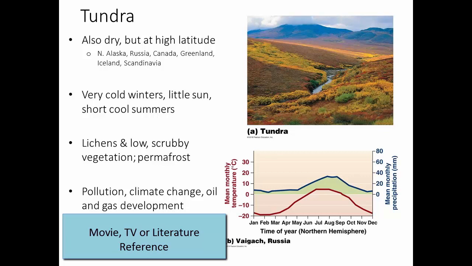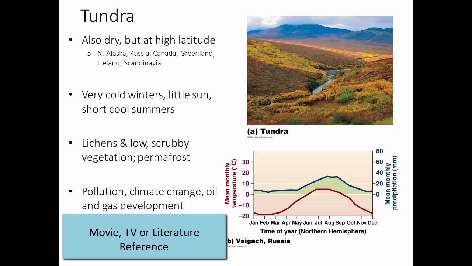The landscape of a tundra is marked by lichens and low, scrubby vegetation. Like a desert and a grassland, there is not enough precipitation in this biome for trees to grow. Due to the extreme cold of this biome, the underground soil generally remains permanently frozen. This is called permafrost. Relatively few animals are adapted to survive in this landscape, but you will see caribou, polar bears, and musk oxen here.